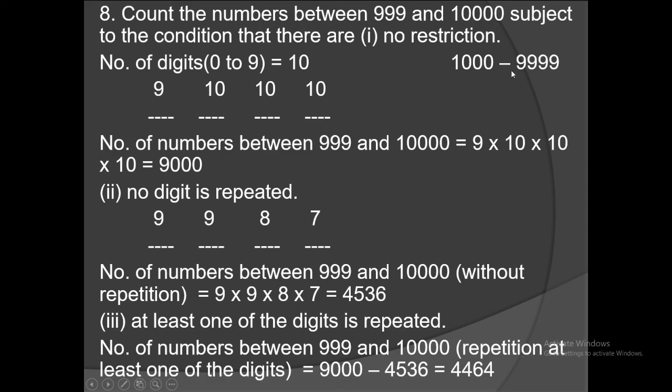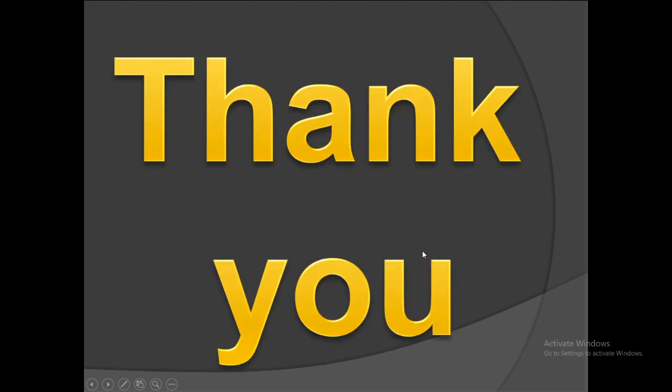So what is the no-restriction count? It is 9,000. So 9,000 minus 4536 for no digit repeated. The answer is 4464. Okay, very simple exercise. Take it down in your fair note. No homework or home assignment is given. We'll see the remaining problems in the next class. That's all. Thank you.